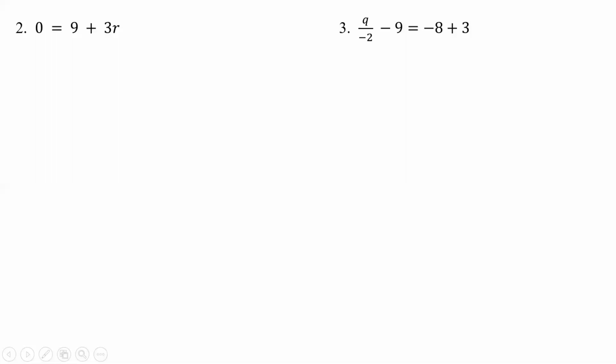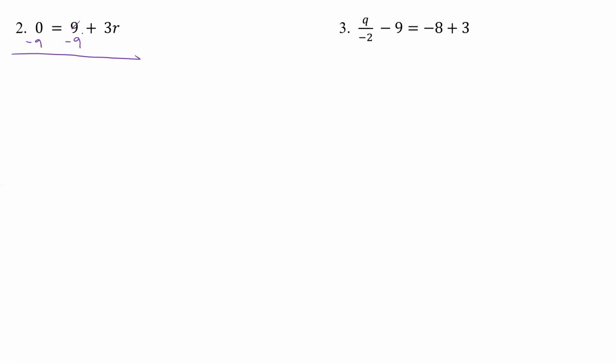Okay. Here we have 0 equals 9 plus 3r. Okay, well, what do we do here? We have numbers here, and a variable with a product here. So let's subtract 9 from both sides because we want to get that variable by itself.